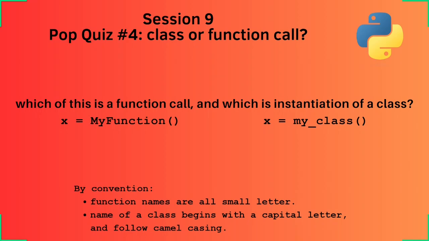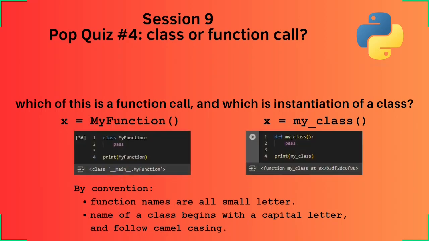There's one more thing I want to tell you on this. If you are confused on which one is which, you can always print the name of those to see if it is in fact a class type or a function. So here my function was a class definition, and when I did print my function, it tells me it is a class. Versus here I defined a function called my class, and when I print my class, it's saying function my class at that memory location.